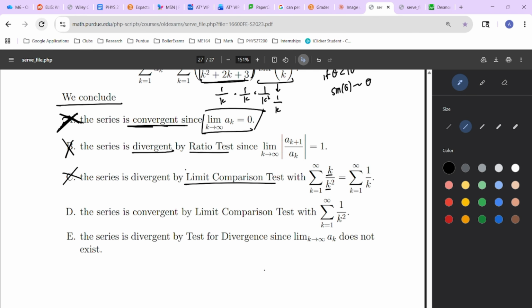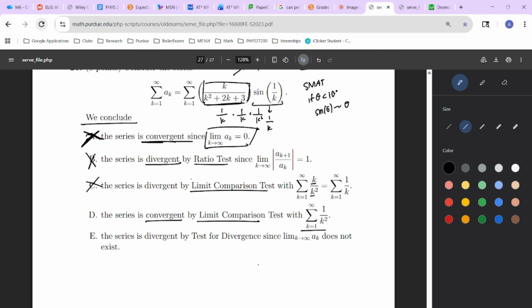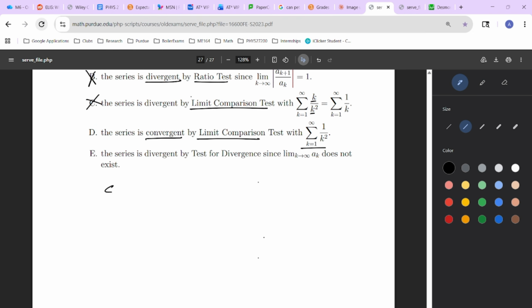Now, D, the series is convergent by limit comparison test with the series of 1 over k squared. Now, this one might have some validity to it. I'm going to rewrite this down here. We have the sum of all terms k over k squared plus 2k plus 3 multiplied by 1 over sine of 1 over k. Let's look at this. We're comparing this with the series of 1 over k squared, as k starts at 1 and approaches infinity.